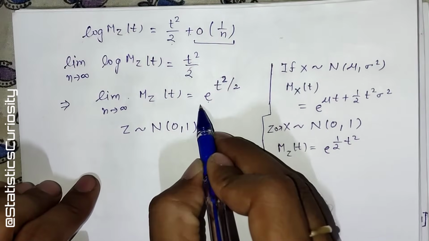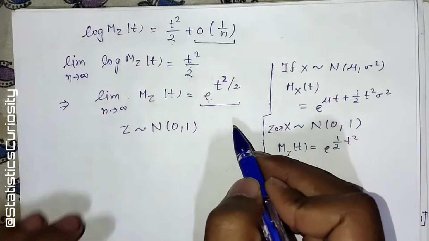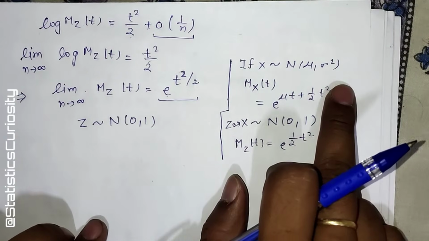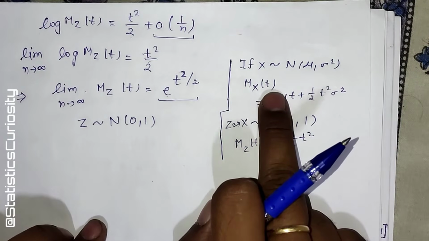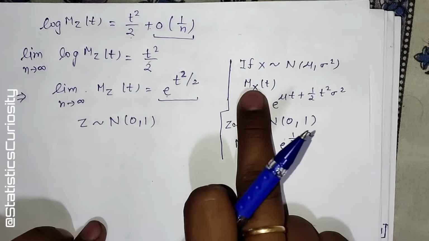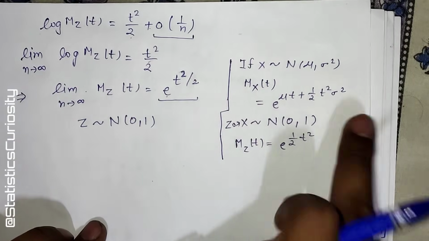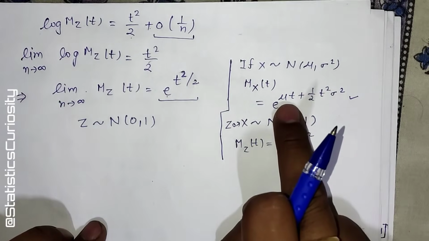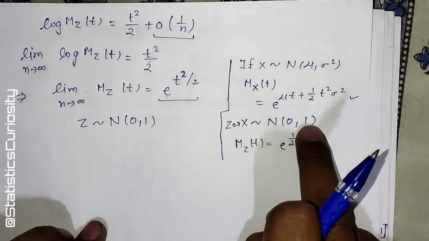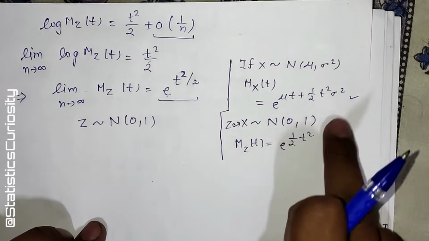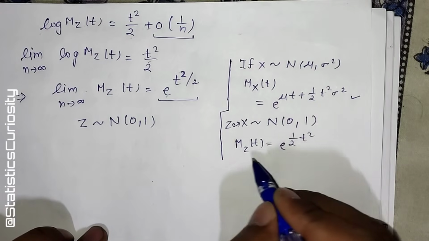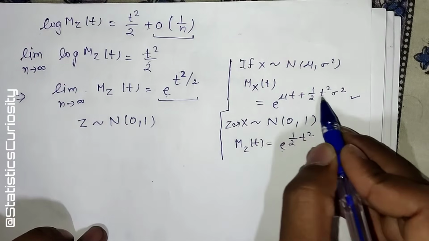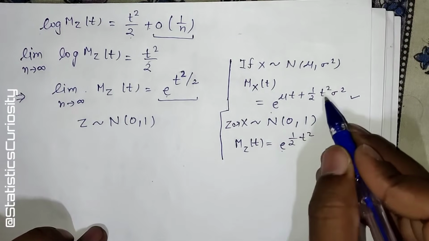Now what is e raised to the power t square by 2 resembling? We all know that if x follows normal distribution, then what is the moment generating function of normal distribution? You should have remembered this. The moment generating function of normal distribution is e raised to the power mu t plus half t square sigma square. Now putting mu as 0, sigma square as 1, we all know that this is standard normal variate. So the moment generating function of standard normal variate will become e raised to the power, this mu becomes 0, so we only have e raised to the power 1 by 2 t square.